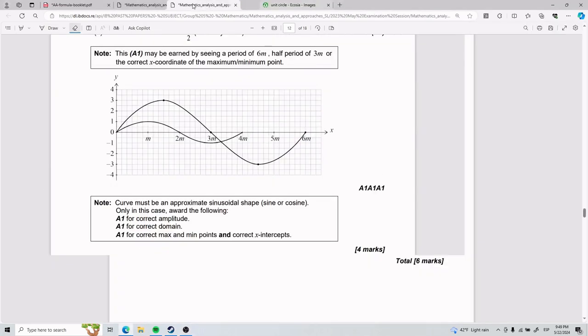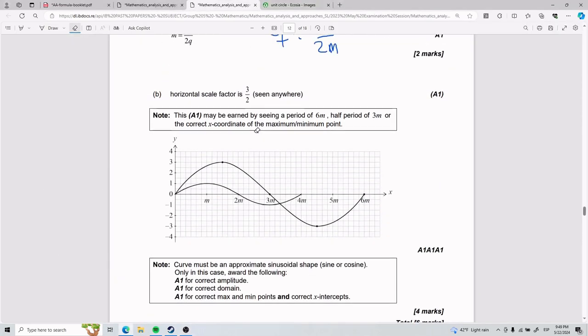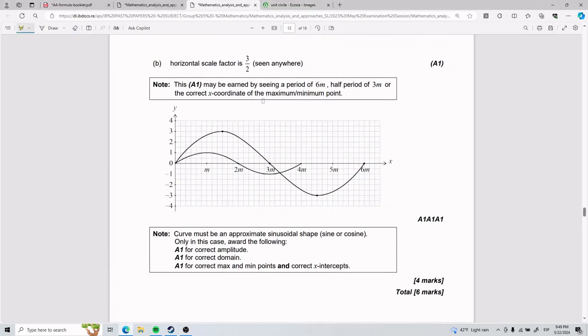So let me actually show you the answer key for a second. Over here you can see that the 4 points that show up is on the one hand that the scale factor is seen anywhere. So this is the part of it looking nice. But then you need to be accurate on the amplitude. Then you need to be accurate on the domain. Then you need to be accurate on the max and min and x-intercepts.